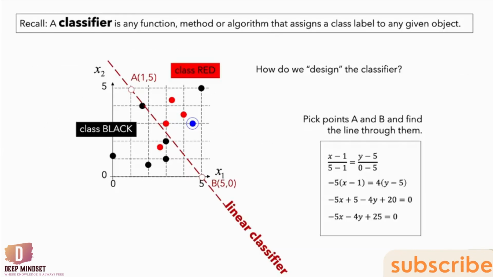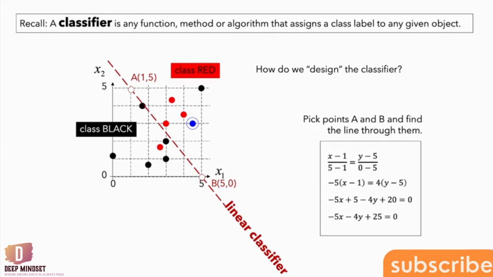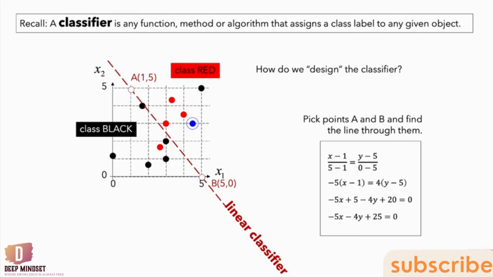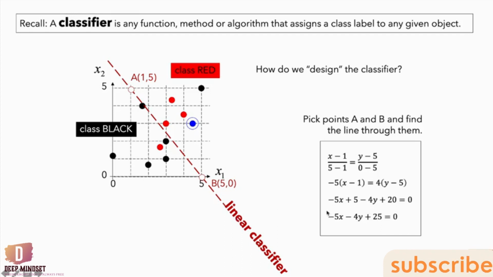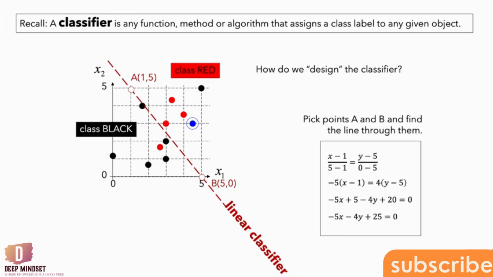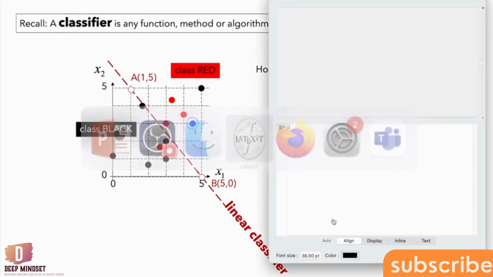So back to our example. We want to design this classifier. So we pick up 2 points, A and B, on the line. We must find the line equation. And here, this is one way to find the line equation, which is here. I can show you a different way of doing it actually. So I'll do that from here.